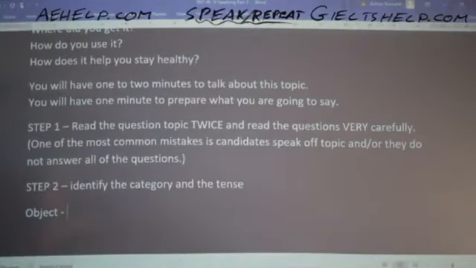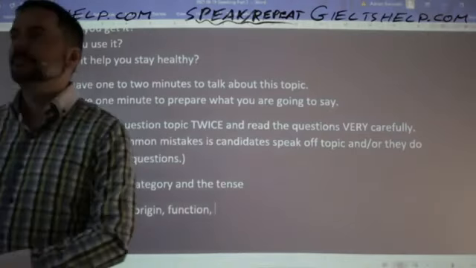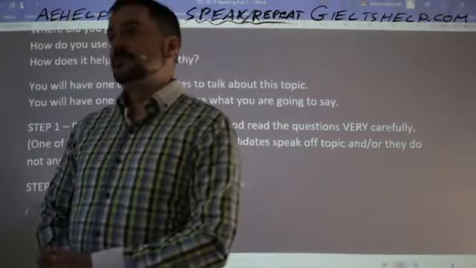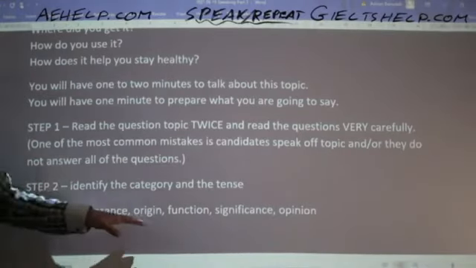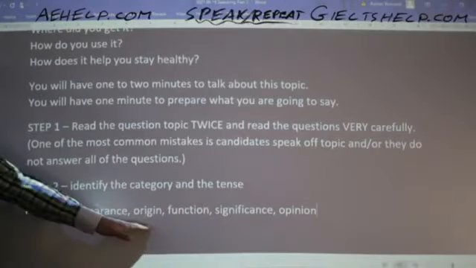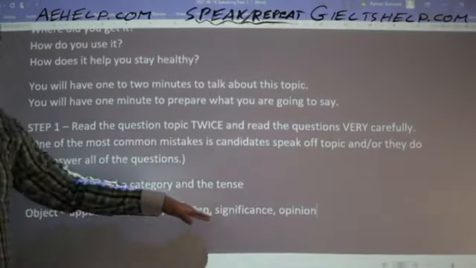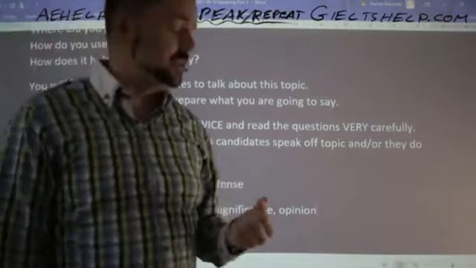So appearance, origin, yep. Function, yeah. Significance and opinion, very good, yeah. And those are kind of similar. Most importantly, you want to talk about its appearance. What does it look like? You want to talk about its function. What does it do? You want to talk about its origin. Where does it come from? And its significance. Why is the object important? Okay, that kind of includes your opinion.